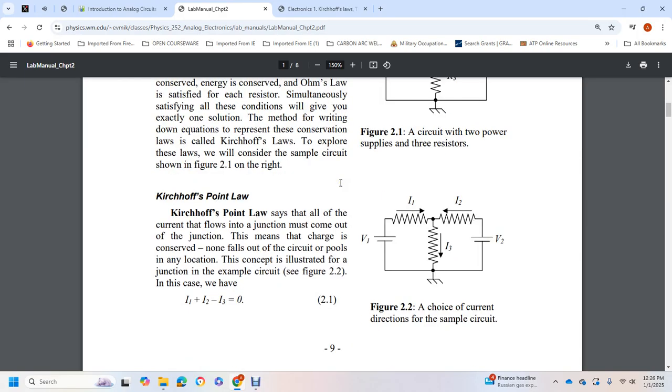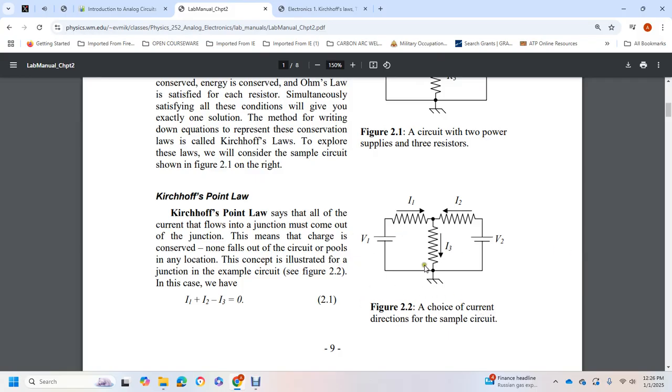Kirchhoff's point law says that all of the current that flows into a junction must come out of the junction. This means that charge is conserved. The concept is illustrated for a junction in the example circuit in figure 2.2, and in this case I1 plus I2 minus I3 is equal to 0, for the chosen directions of the currents in the sample circuit.